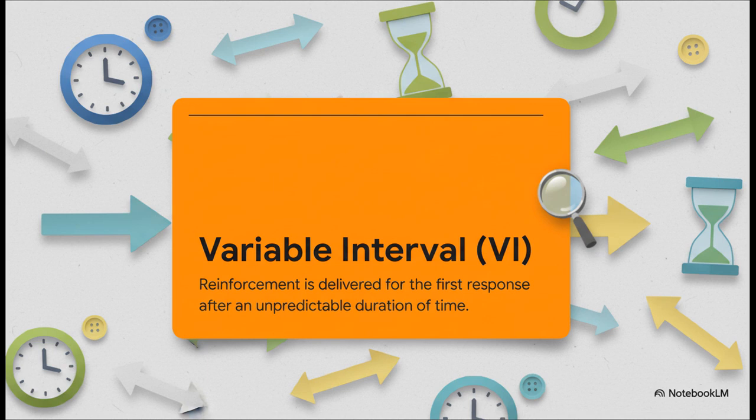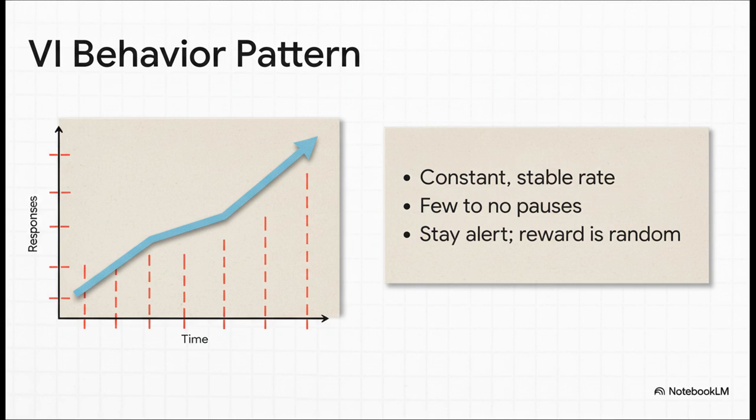And that brings us to our final simple schedule, the variable interval, or VI schedule. Just like with variable ratio, we're bringing unpredictability back into the mix. Here, reinforcement is available for the first response after a variable amount of time has passed. The time interval changes each time, but it centers around a specific average. Because the time requirement is always changing, and you never know when a reward might become available, this schedule produces a really constant, stable rate of responding. There are very few pauses because, hey, a response at any moment could be the one that gets reinforced.